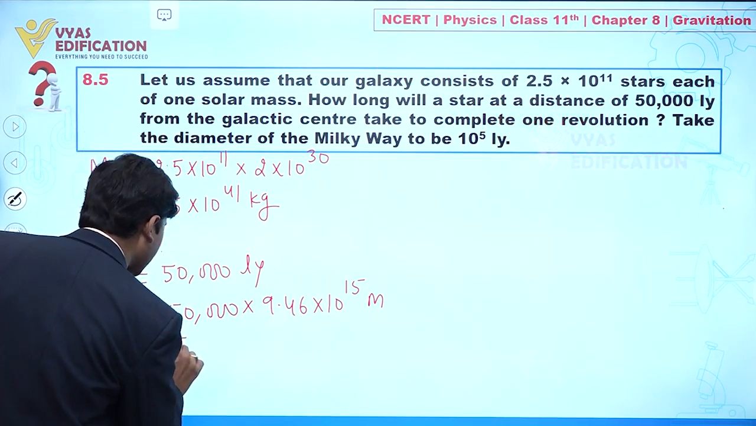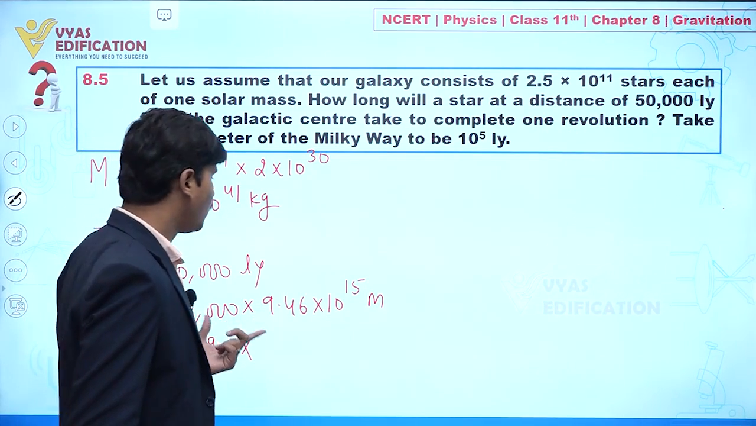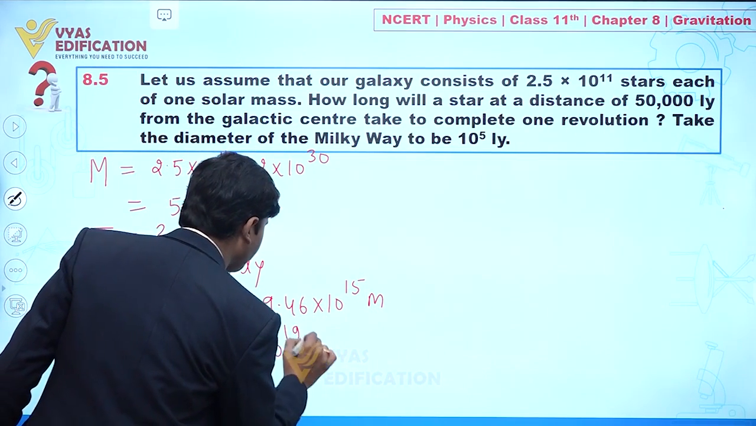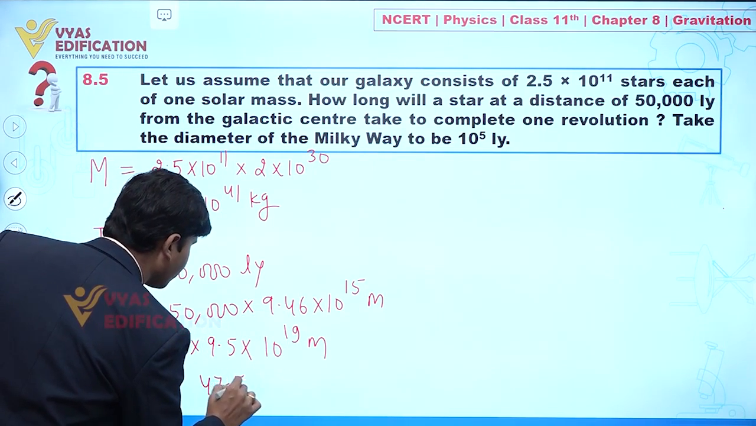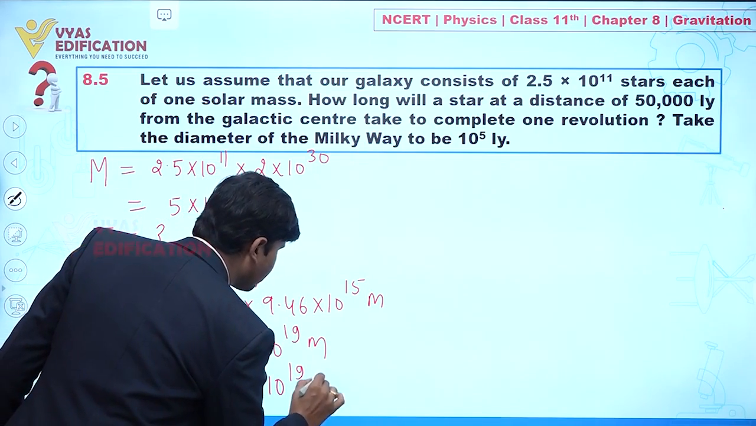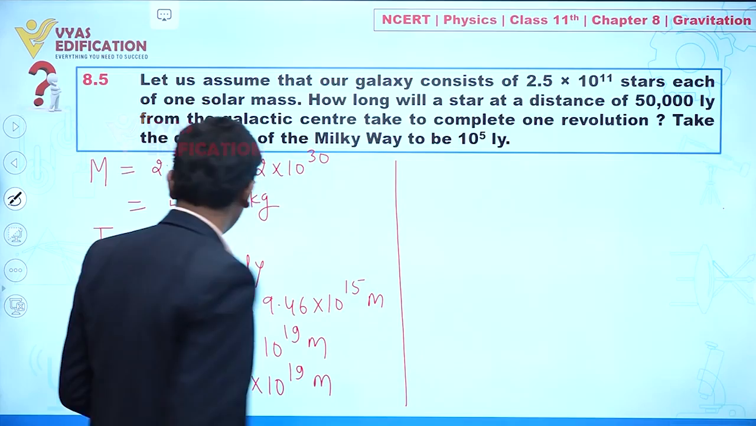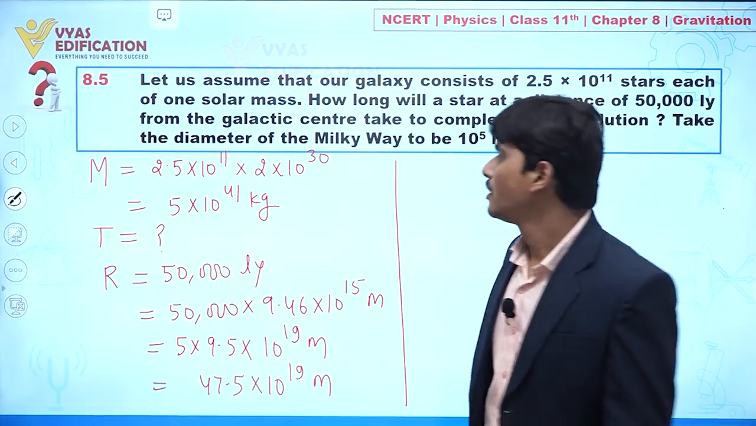So I can write 5 into 9.5 into 10 to the power 4 into 10 to the power 15, so this is 10 to the power 19 meter. If you multiply, you will find this is 47.5, so 47.5 multiplied by 10 to the power 19 meter. Now from here we can say our objective in this question is to calculate the time period.